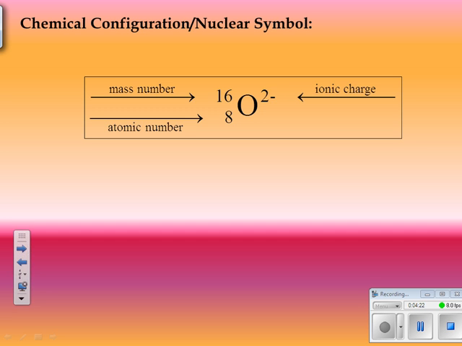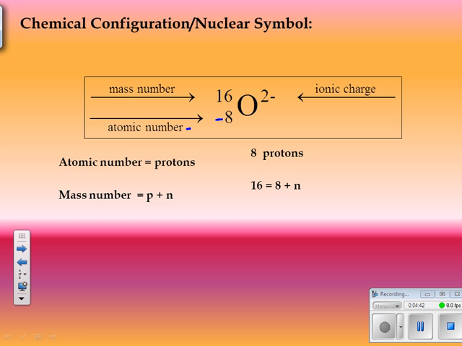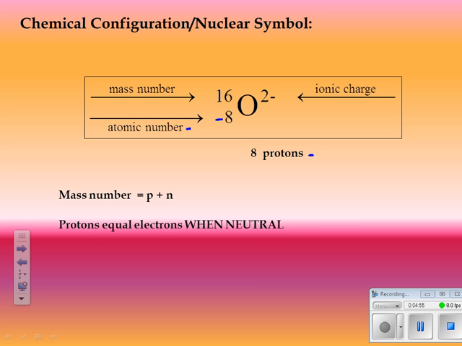All right, so chemical configuration and nuclear symbol. You have to know how to write these chemical configurations, including the ionic charge if there is one. First things first, the atomic number equals the protons. In this one, we can see atomic number is equal to the number of protons. Mass number is equal to the number of protons plus neutrons. So all you really have to do is substitute it into that equation, and you can determine your number of neutrons. We know protons. We're given a mass number of 16.